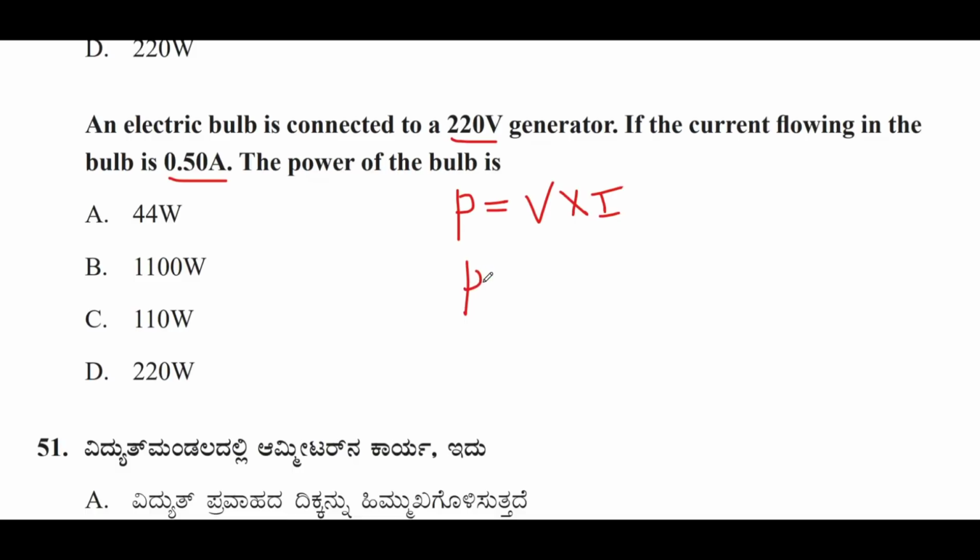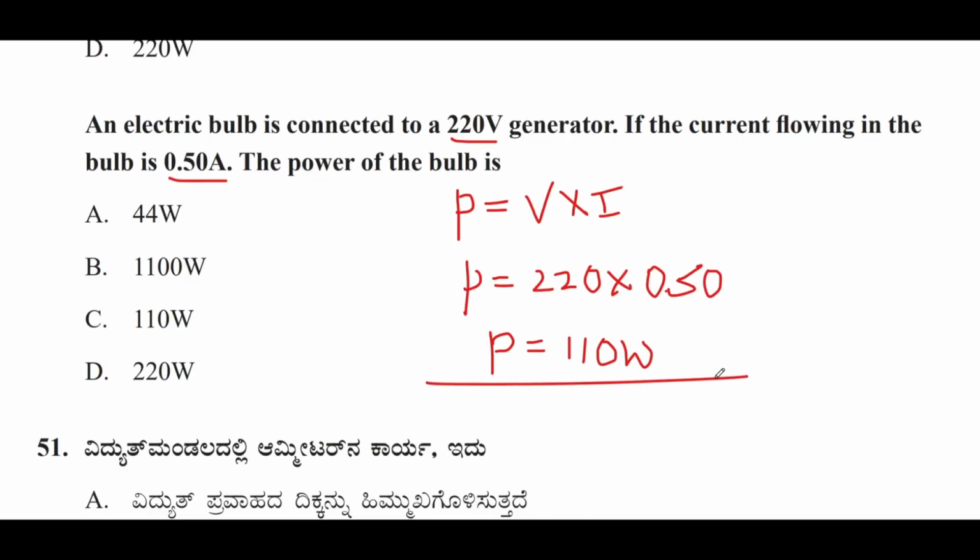Therefore, the voltage given is 220 volts, substitute, and the current is 0.5 ampere. Therefore, 220 into 0.5, we get 110. That is 220 divided by 2, we get 110 watts. Therefore, the correct answer is option C, 110 watts.